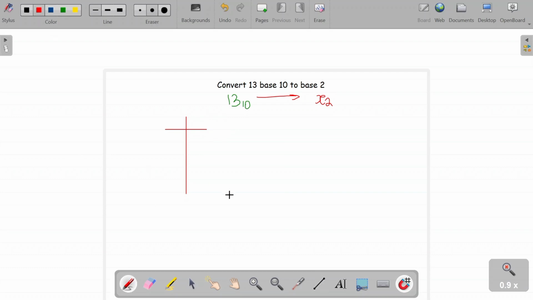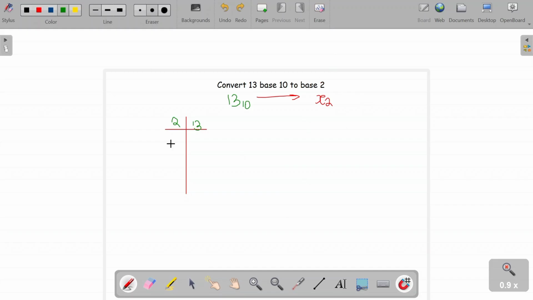Okay. So we're going to put the 13 here, and we'll put our 2 here. This 13 is basically just representing the 13 here, and this 2 is the base we were asked to convert it to. So assuming we're asked to convert it to base 3, this would no longer be base 2, but it would instead be base 3. But we're asked to convert it to base 2, so that's what we're going to do.